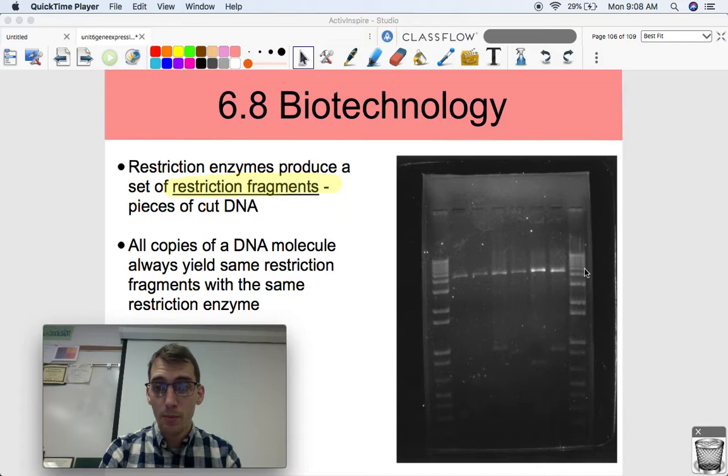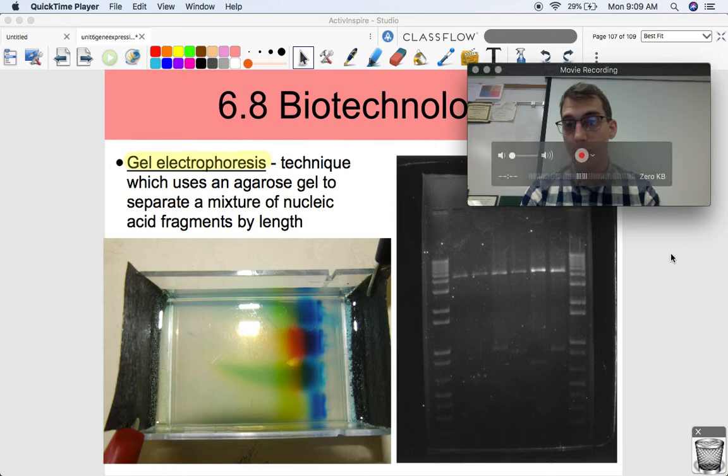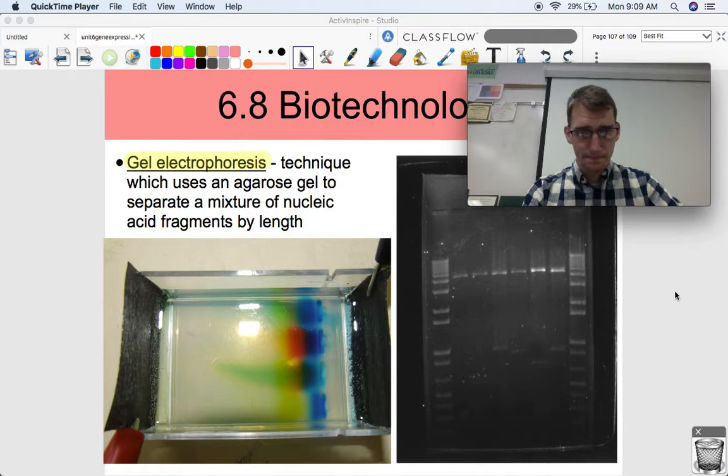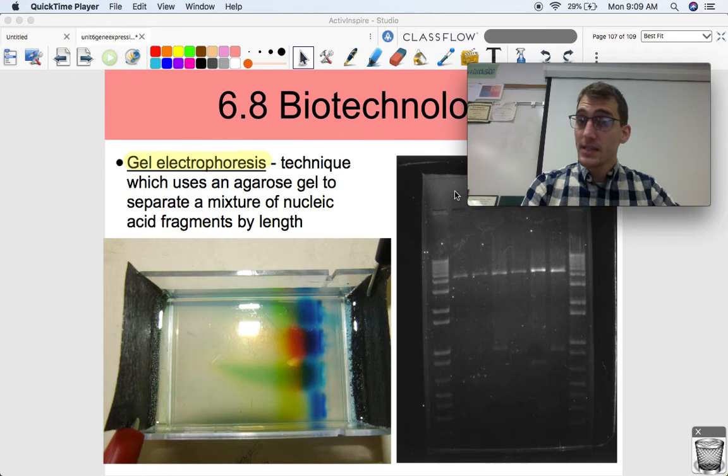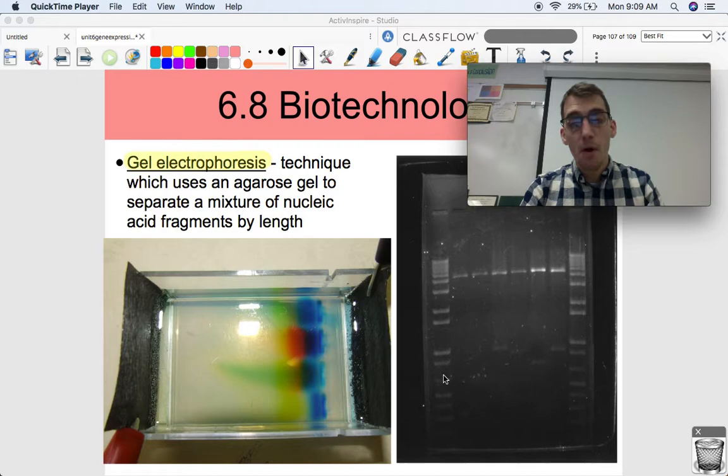So how do you separate them out? That's gel electrophoresis. That's a technique that uses agarose gel, which is a polymer, like a carbohydrate polymer, to separate a mixture of nucleic acid fragments by length. DNA has a slight negative charge, so you can apply a negative charge to one side of this gel chamber, called a gel electrophoresis chamber, and a positive charge to the other side, so that this negatively charged DNA will move almost like a magnet from one end to the next. The smaller pieces of DNA are going to travel further, and the larger pieces are not going to travel as far. So you can separate out the pieces of DNA by length like that.